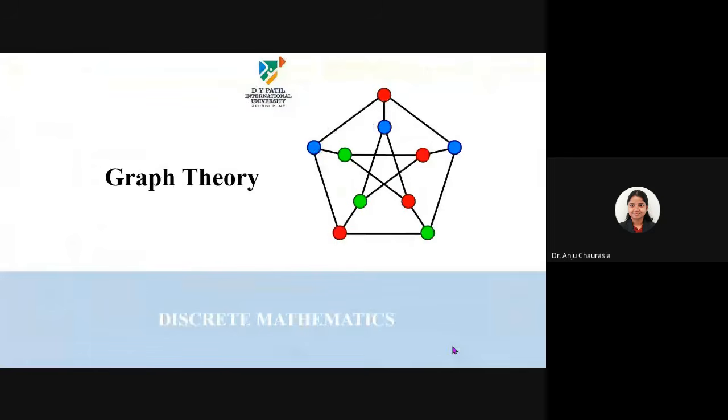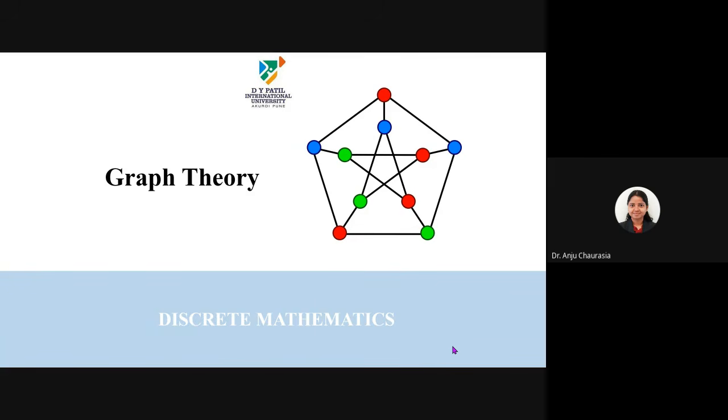Okay. So I hope my PPT is visible. Yesterday we started a new topic, a new unit of discrete mathematics, that is graph theory. Everyone has been aware of graphs since childhood, but what actually are graphs, and what is the difference between graphs and images or pictures? The difference is that a graph is focused on vertices and edges.